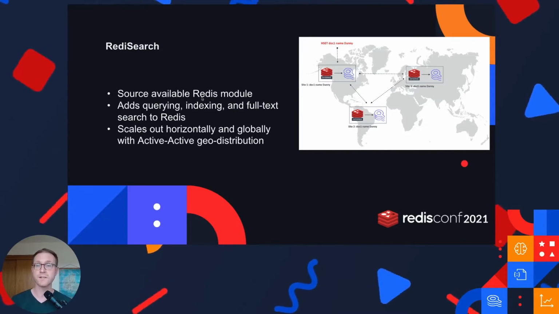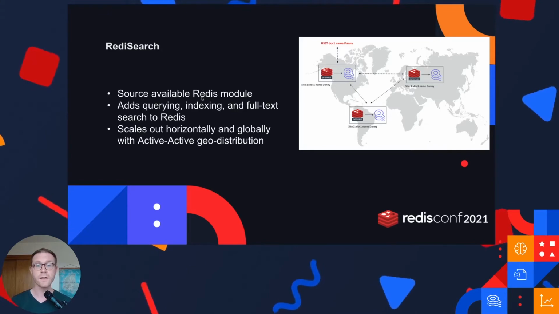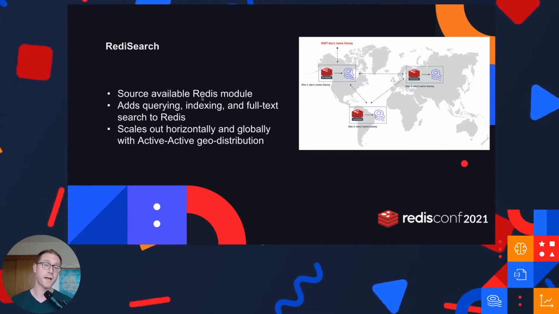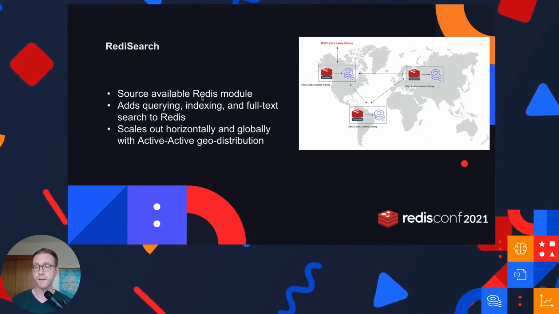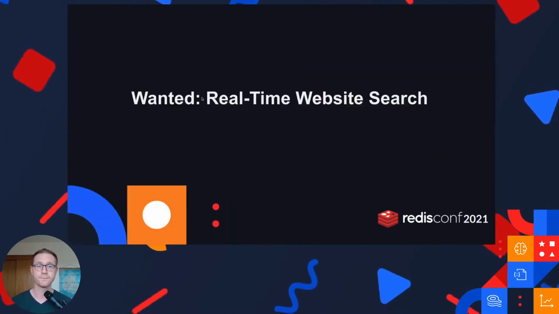And then if you want to scale up, you can scale horizontally and globally with active geo distribution from Redis Cloud. So check that out. There's a lot of amazing features in there. And we'll talk a little bit about that in the deployment section of this talk.